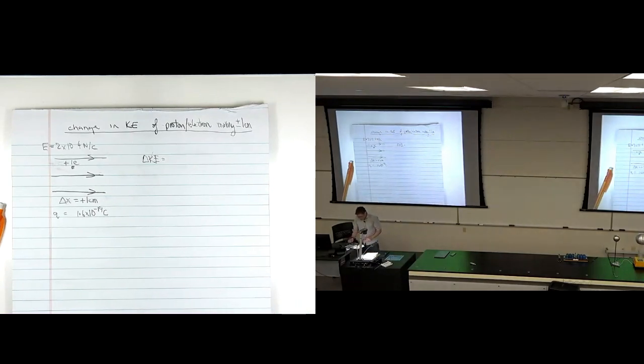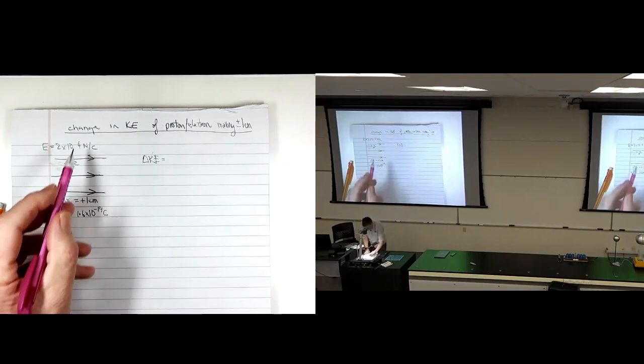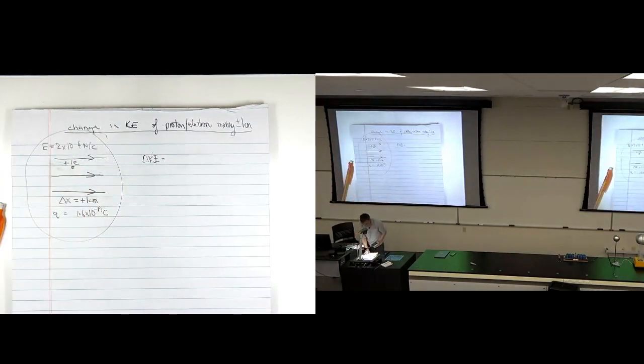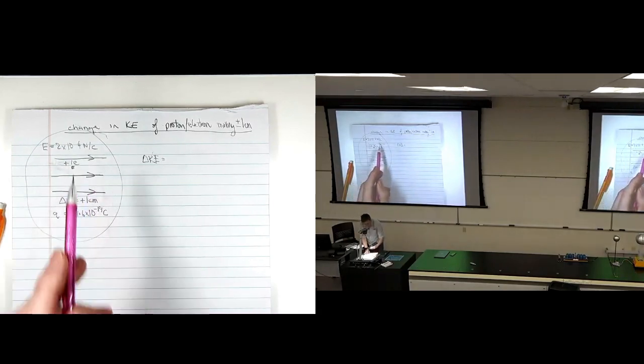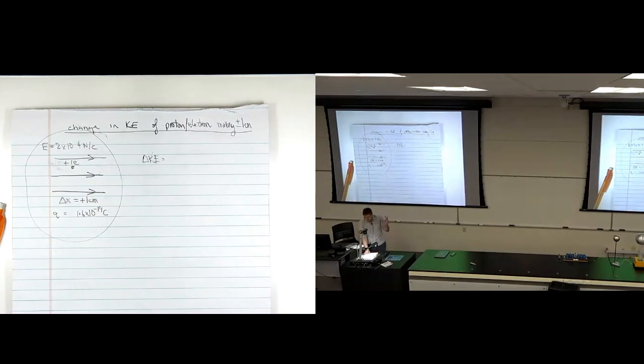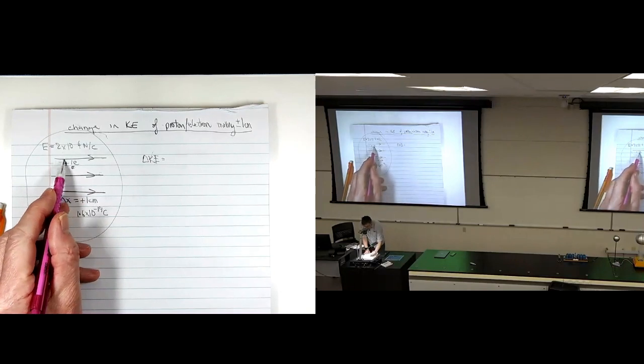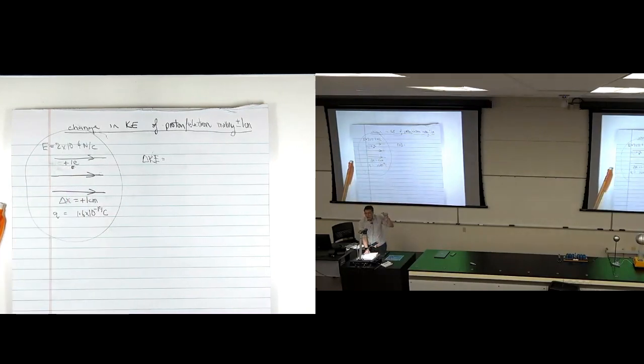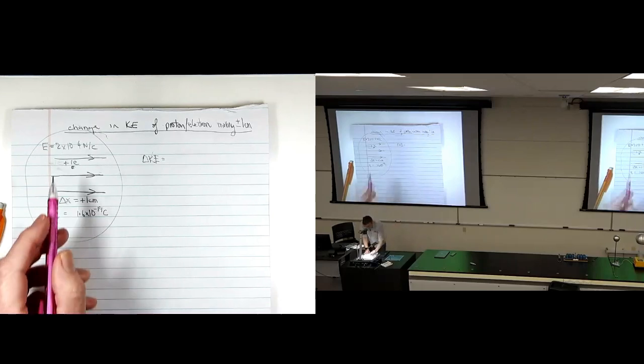Calculate the change in kinetic energy due to the work that's done by the electrical force as the charge moves in the electrical field. I've made a picture over here. Here's the electrical field. I pictured the field lines. In the question it says it was 20,000 newtons per coulomb in strength. Here's the charge. This is the proton. It has a charge of 1 unit, one basic packet of electric charge.